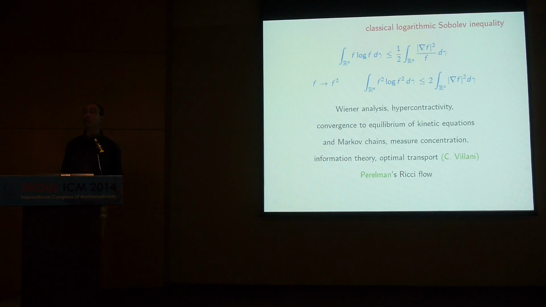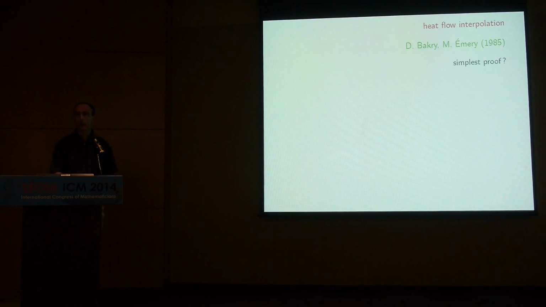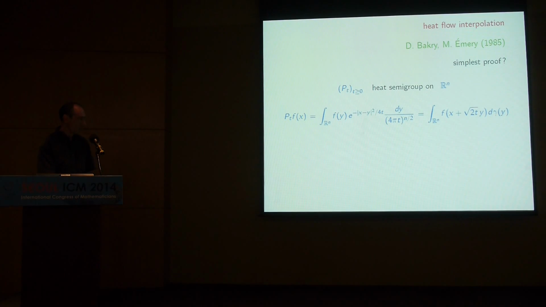There are numerous different proofs of the logarithmic Sobolev inequality, at least 15 different ones. But perhaps the simplest one is this heat flow interpolation proof. And let us briefly present this proof, starting from the very basic heat semigroup on R^n, given by the Gaussian kernel here, or written in its integral form with respect to the standard Gaussian measure.